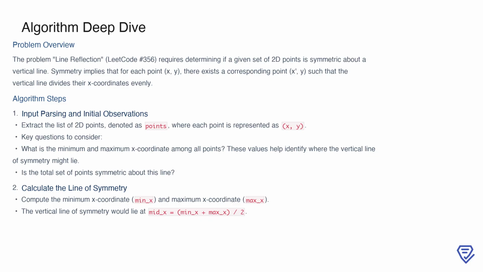These values are essential because they allow us to calculate the potential line of symmetry. The midpoint between these extreme x values represents the vertical line that might divide the points symmetrically. This line is calculated using the formula mid_x equals (min_x plus max_x) divided by 2, and it serves as the foundation for the symmetry checks that follow.